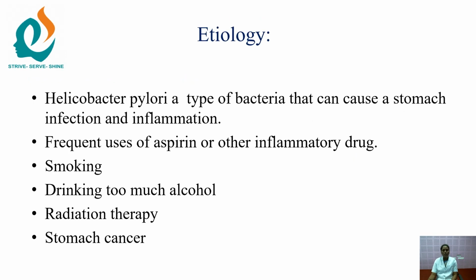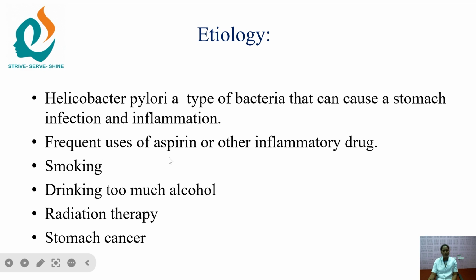Okay, next one is what are the causes for the peptic ulcer. First one is Helicobacter pylori. It's a type of bacteria that can cause stomach infection and inflammation. First, it develops infection and inflammation of the stomach, and then slowly moves to ulcer formation. That is a lesion formation in the stomach, which is caused by the Helicobacter pylori.